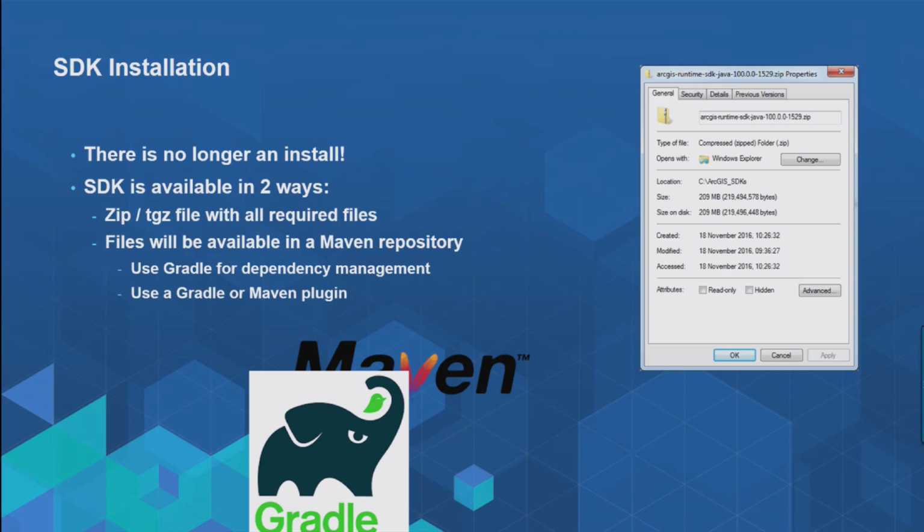And what this allows you to do is to use Gradle for dependency management in your applications. We've also got a Gradle and a Maven plugin that will enable you to bring into your application, into your IDE, the other files that you require to run the application. So you have to remember that we're not writing pure Java applications here. The Runtime SDK for Java is built on a C++ core that we need to have present when you're deploying your application. So we're using a JNI link into those libraries.